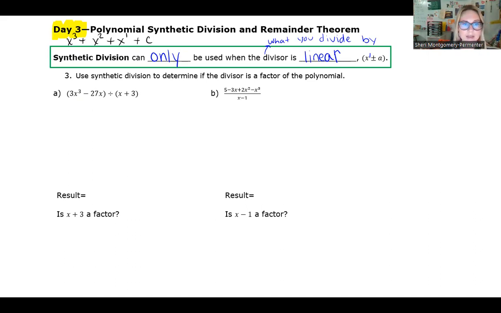So missing right here is plus 0x squared. So we fill it in with zeros. I'm looking at the exponents, 3, 2, and then that's a 1. We're missing a constant. So at the very end, I also need plus 0.